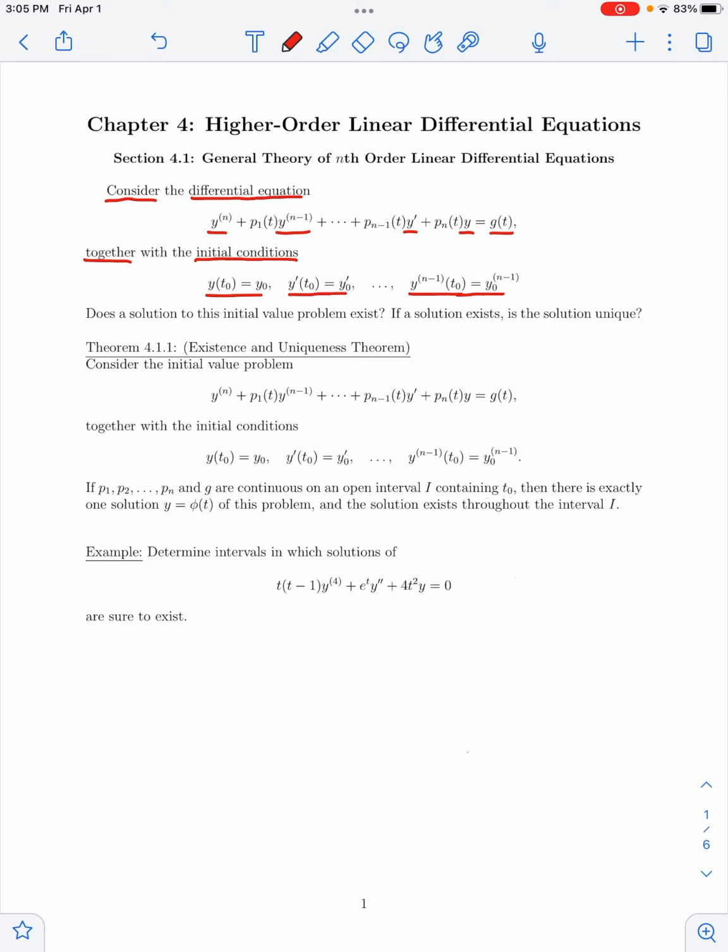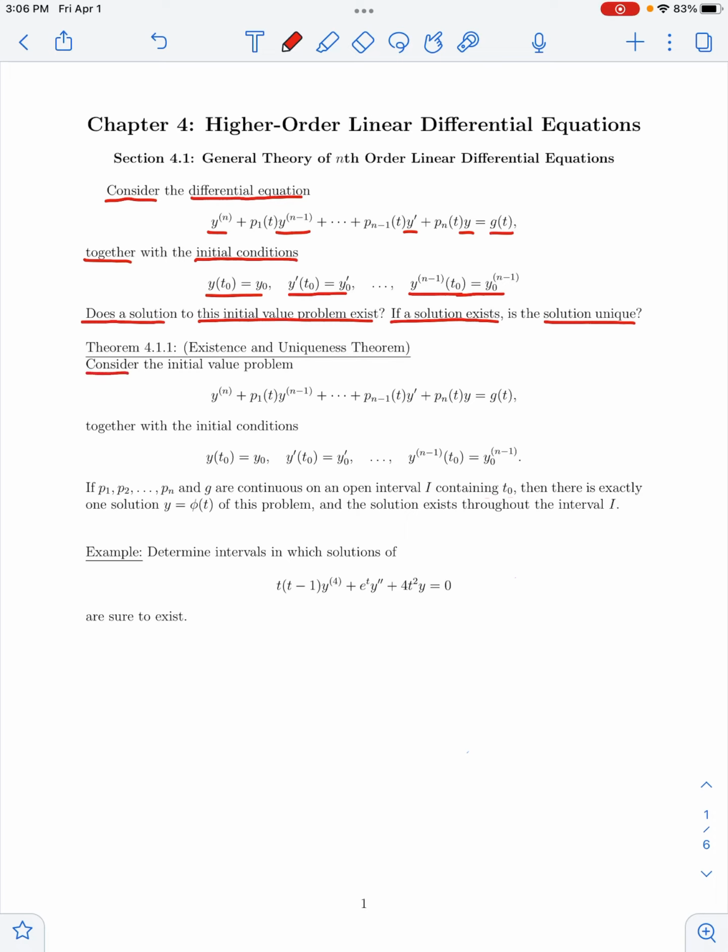And our question would be whether a solution of this initial value problem exists. So is there a solution? And if we find a solution, is it the only one? That is, if a solution does exist, is that solution unique? So to answer that question, we have the following theorem, Theorem 4.1.1 from your textbook, which we call the existence and uniqueness theorem. And this is very similar to the existence and uniqueness theorem that we saw for first order or second order linear equations.